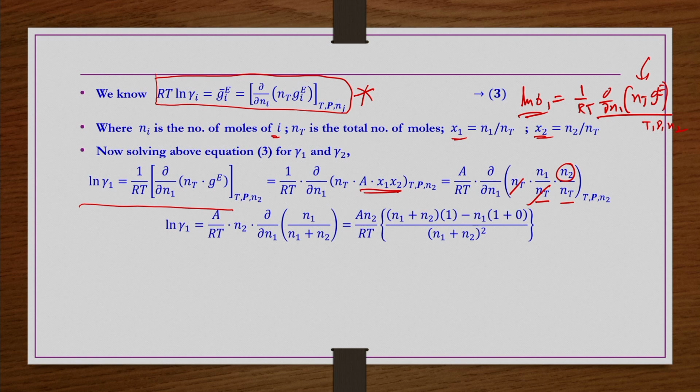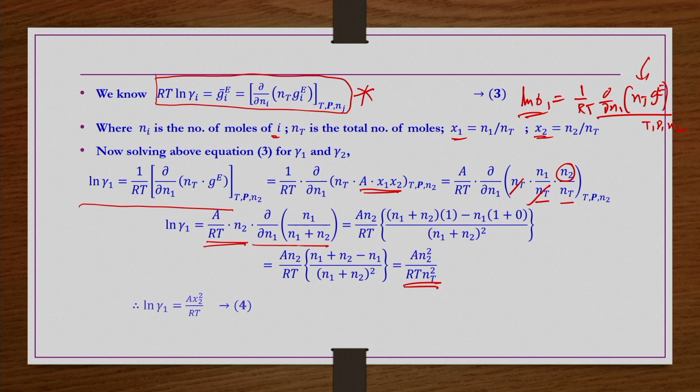Then you have ln gamma 1 equal to A N2 by RT dou by dou N1 of N1 by N1 plus N2. If you differentiate this, you will get N2 by N1 plus N2 whole square, and N2 is multiplied here. So, N2 square by Nt square is there, giving A N2 square by RT Nt square. So, we can write ln gamma 1 equal to A x2 square by RT. Here we can see that gamma 1 is written as a function of x2, not x1.